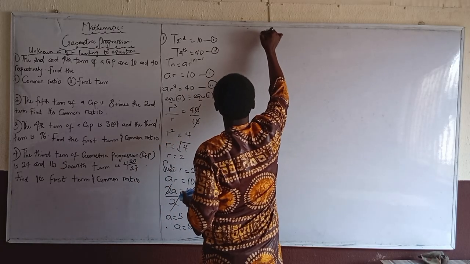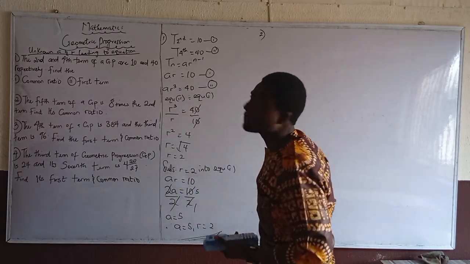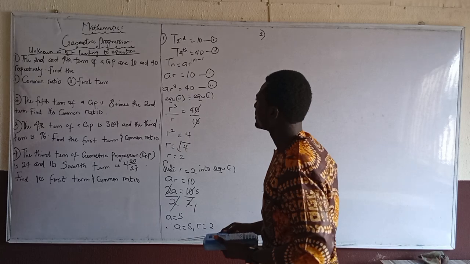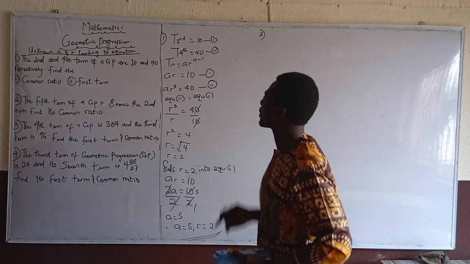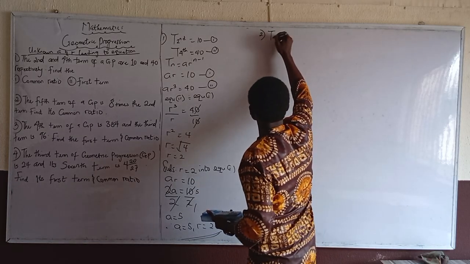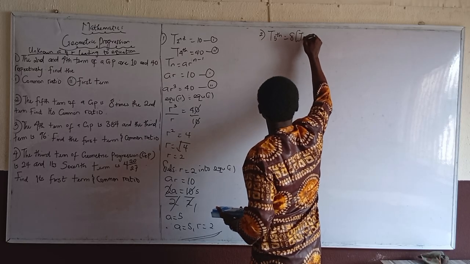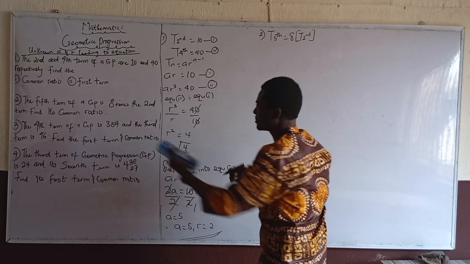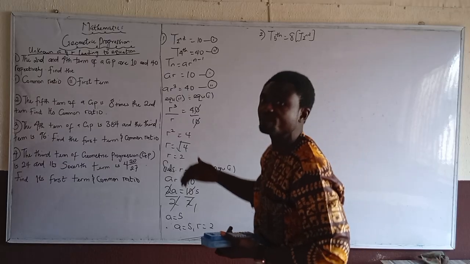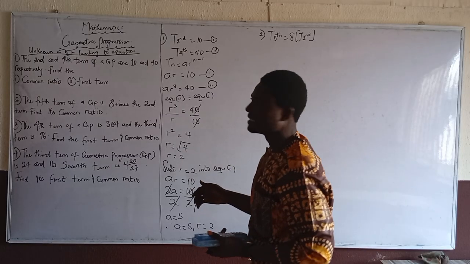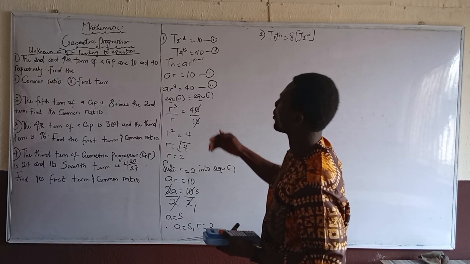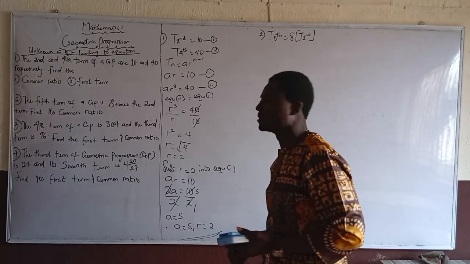Question 2. The fifth term of a GP is 8 times the second term, which means my T5 is 8 times the T2. Then find its common ratio.